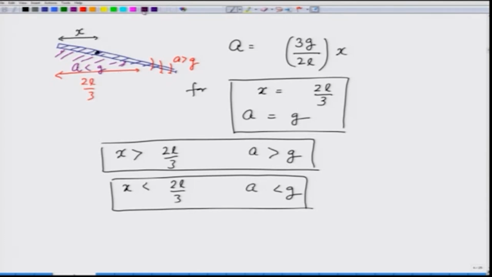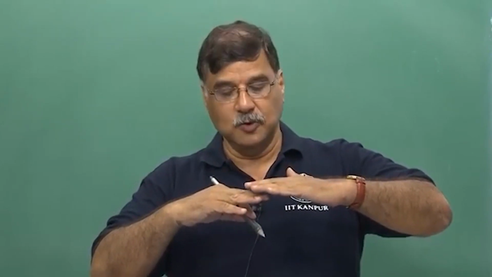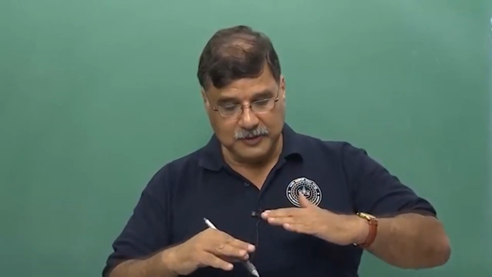On the other hand, all the coins fall down with an acceleration g. So, what is going to happen? The coins which are beyond this point x equals l by 3 are going to move away from the rod. There is going to be a distance created between the rod and the coins.